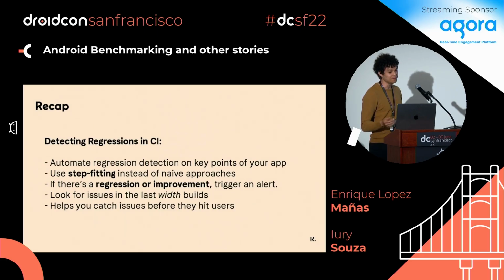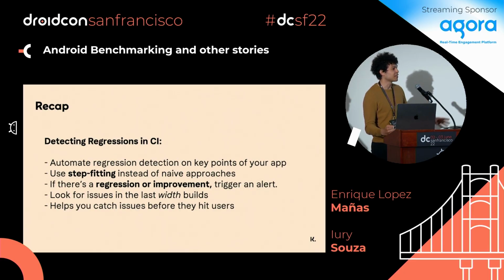So to recap, we want to detect regressions in CI. We want to automate this regression detection on key points of your app. Startup time is a pretty hot one. You may have been involved in a project where you had to help reduce startup time for the app because people suddenly realized it's not ideal, and then there's a big effort to reduce it. This would avoid these kinds of issues.